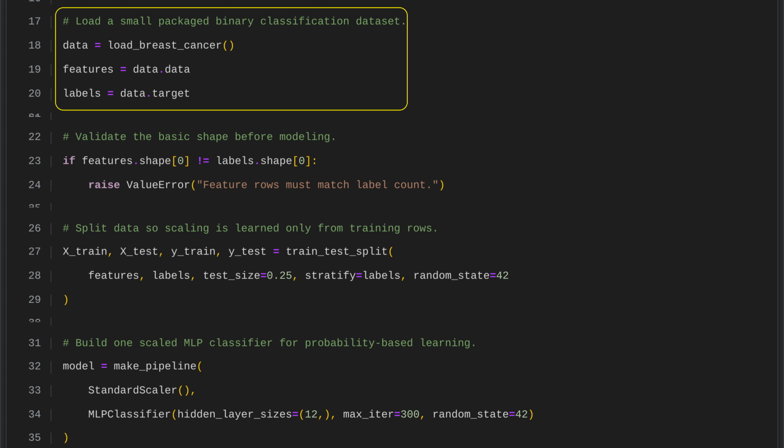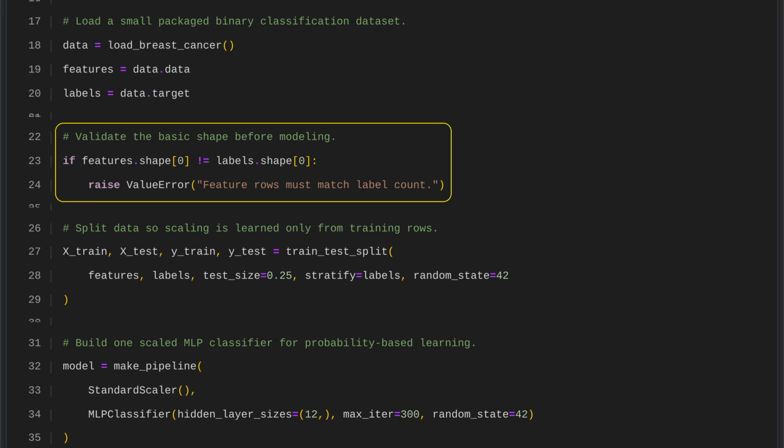We load Scikit-Learn's breast cancer dataset, a built-in dataset for binary classification. The data is then separated into features, which are the inputs, and labels, which are the outcomes to predict. This prepares the dataset for later processing and modeling.